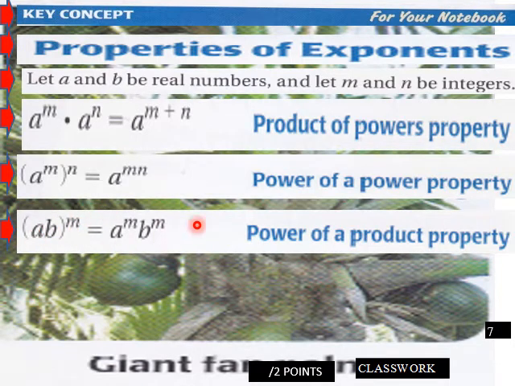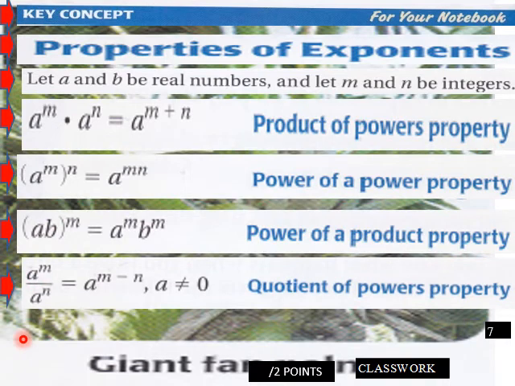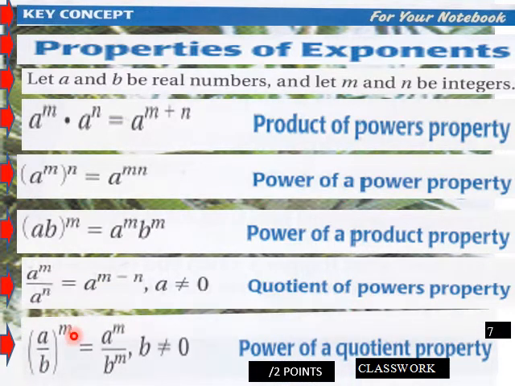We have a product here, and the power is taken of that product. Don't confuse that with this up here. This is different. This is a product where a power is taken of the product. And then a to the m over a to the n is a to the m minus n, the quotient of powers property. And then (a over b) to the m would be a to the m over b to the m, the power of a quotient property.